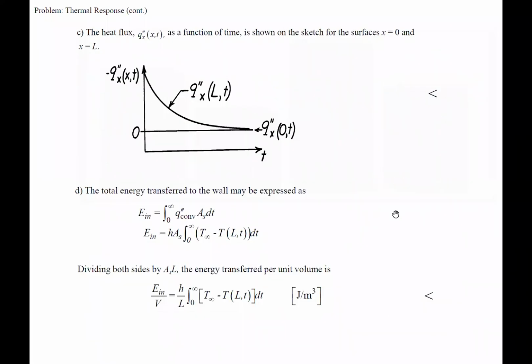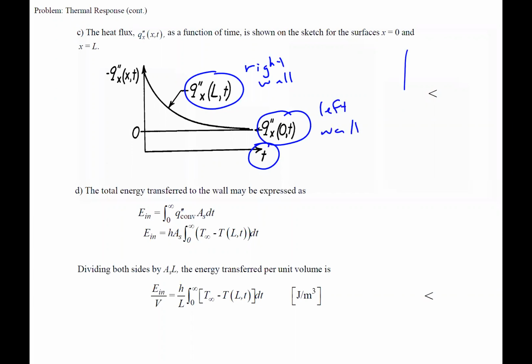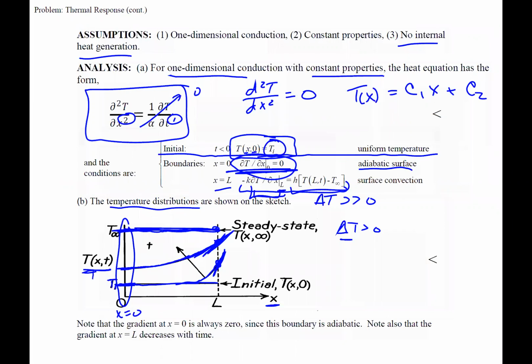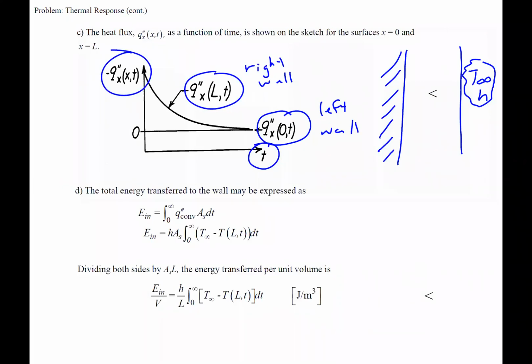All right, so part C. The biggest challenge here is it's the heat flux versus time. So the x-axis is now time, and we're looking at the heat flux. This is our heat flux on the right wall, and this is our heat flux on the left wall. Our left wall is adiabatic, and our right wall has convection. We're not looking at location throughout the wall now. We were looking at temperature versus location in the last one, and now it's heat flux versus time.